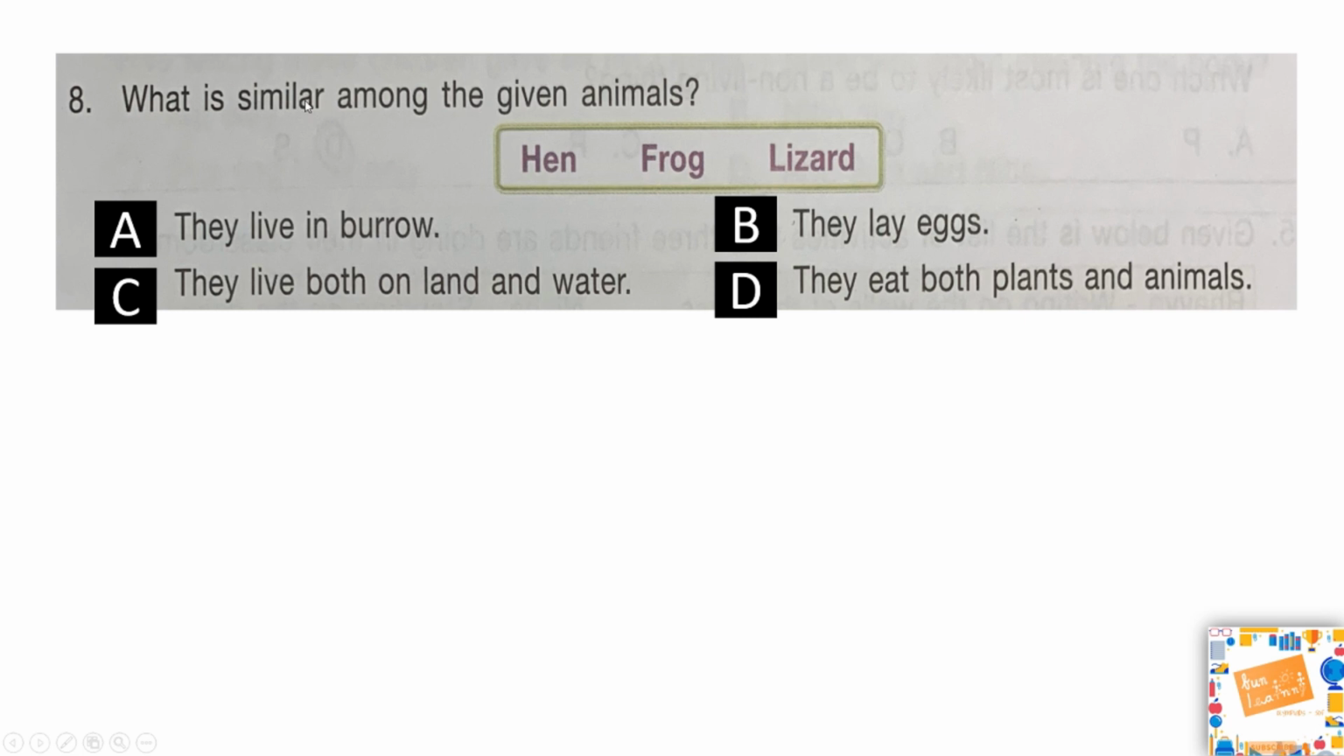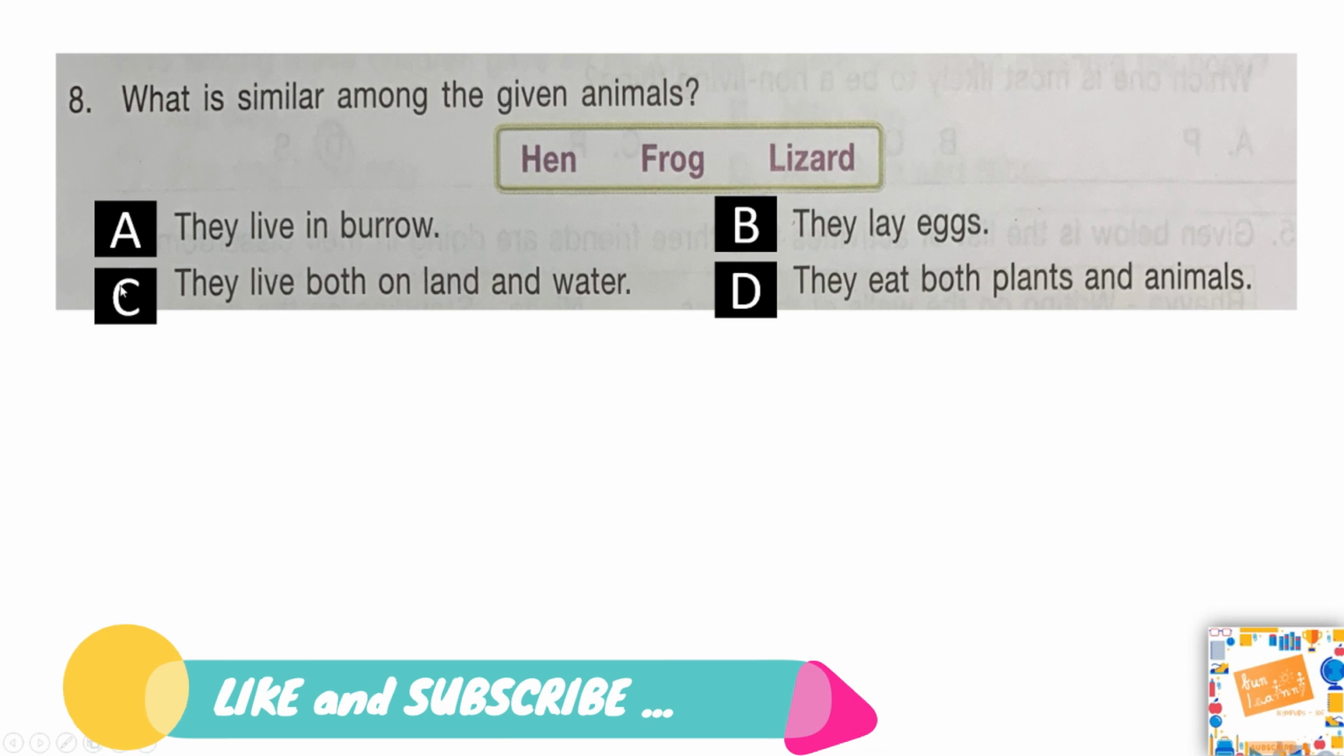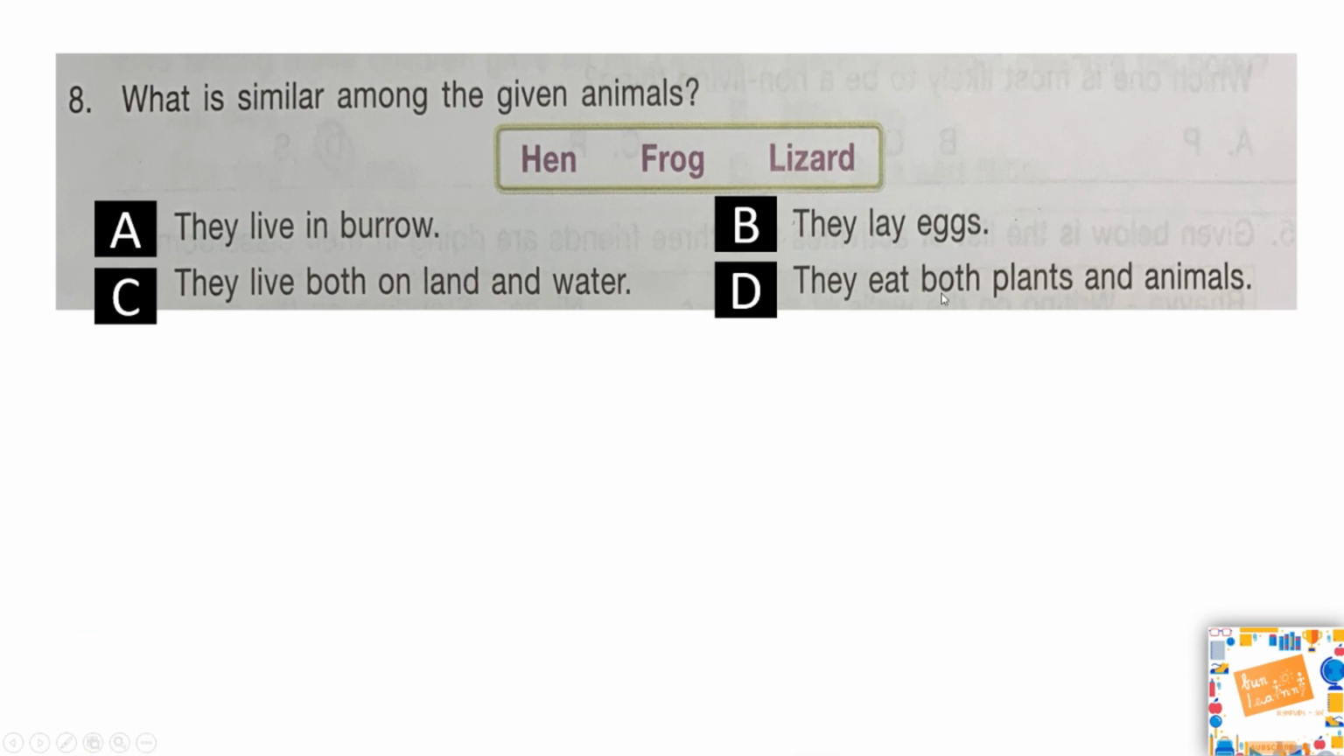Next question. What is similar among the given animals? Hen, frog, and lizard. A. They live in burrow. B. They lay eggs. C. They live both on land and water. Or D. They eat both plants and animals. Give it a thought and choose the right answer.